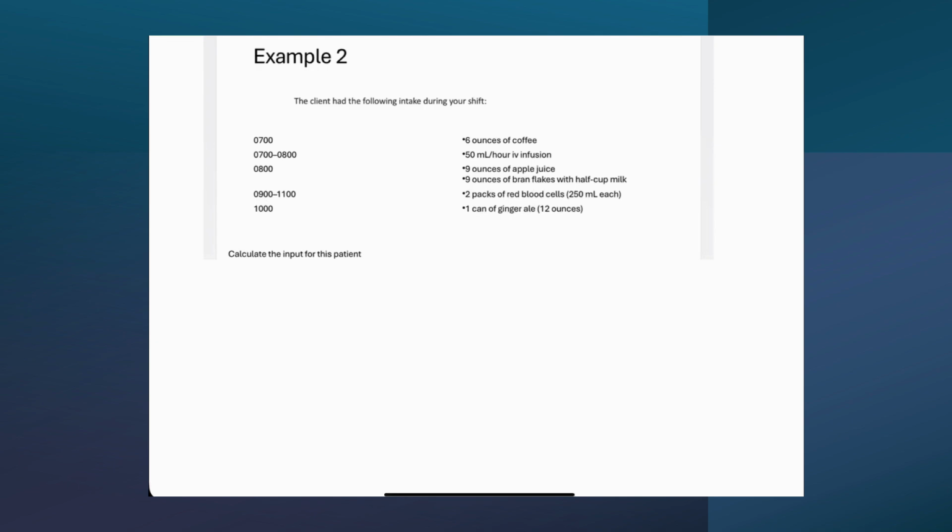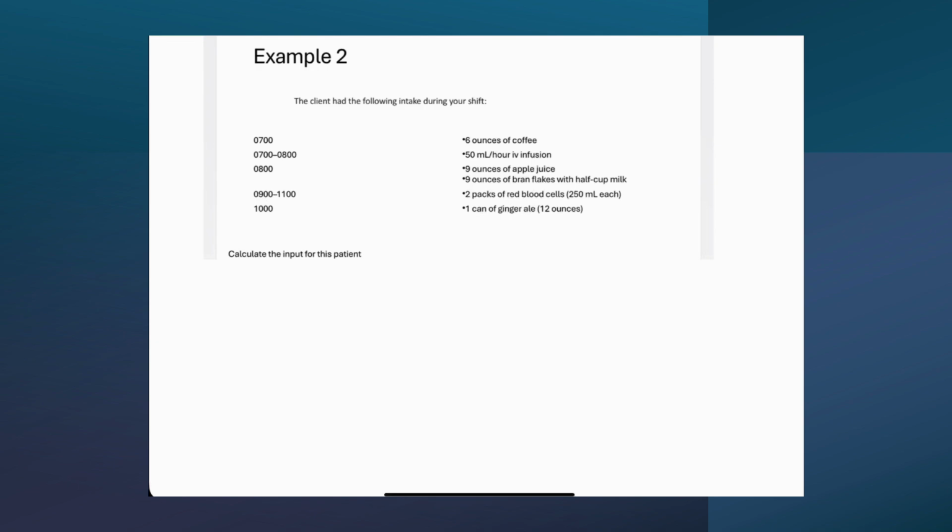This problem says the client had the following intake during the shift. They had 6 ounces of coffee, they had 50 mLs per hour, and if you look on the side, it gives you a time frame. It just says from 7 o'clock to 8 o'clock, so that's only 1 hour. And then at 8 o'clock, they had 9 ounces of apple juice. They also had 9 ounces of bran flake cereal with one half cup of milk. And then they had 2 packs of red blood cells, which are 250 apiece. And then they had a can of ginger ale, which is 12 ounces.